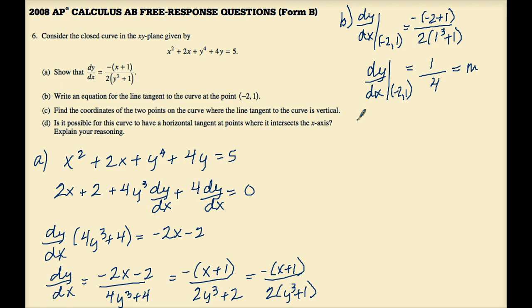Now let's write the equation of the line. y minus 1 is equal to 1/4 times x minus negative 2, which is plus 2. It is fine to leave your equation in point-slope form.